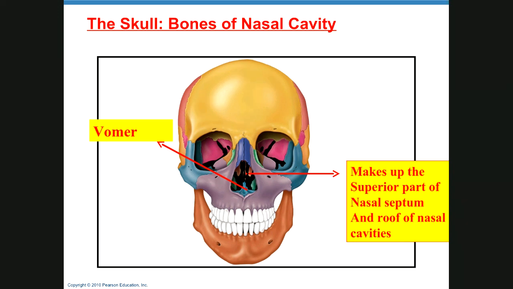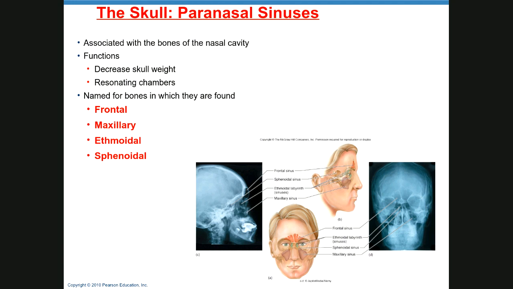Some of the skull bones have cavities inside called sinuses. The function of the sinuses is to lighten the skull and to provide an area for resonance for sound production. The bones that have sinuses are going to be the frontal bone, maxillary bone, ethmoid, and sphenoid.